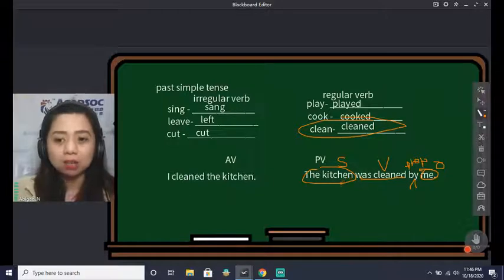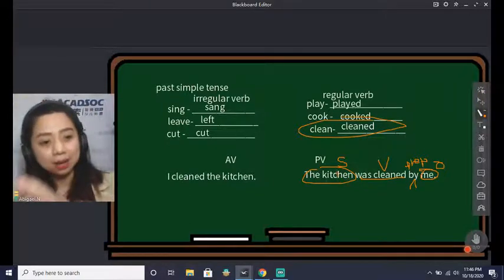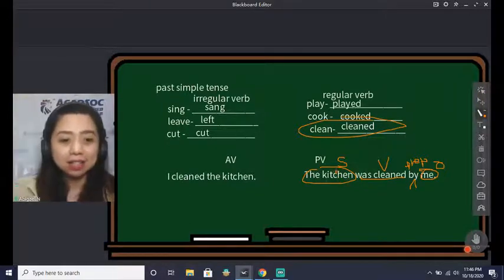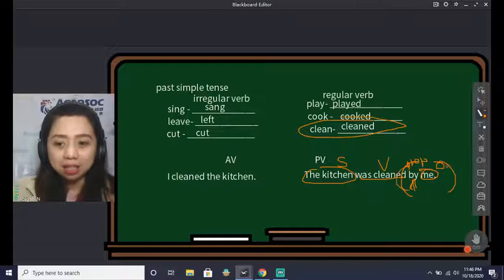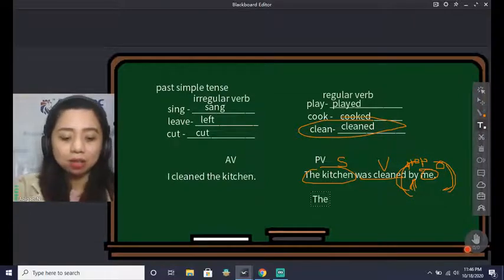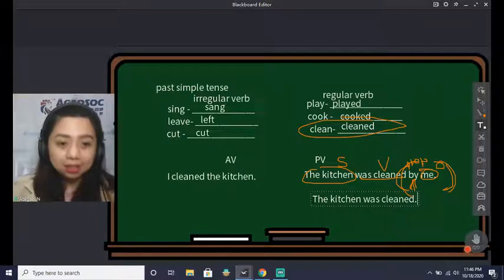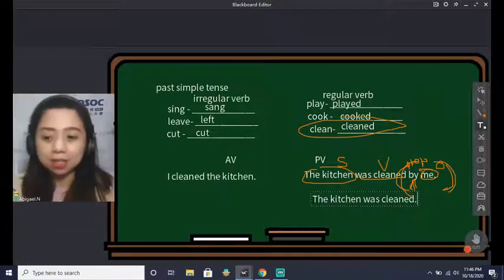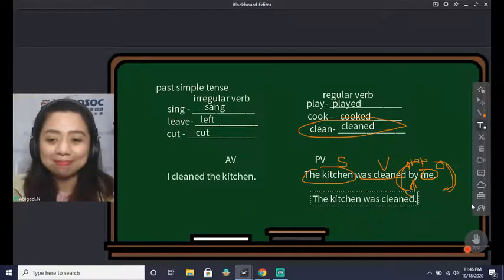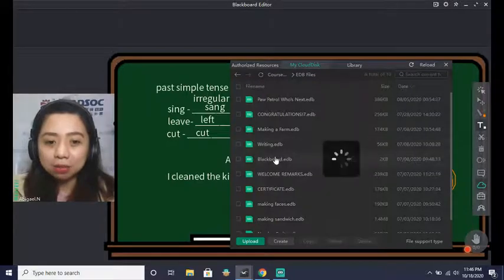we have to add the preposition in order for us to write the object. Because you can't say the kitchen was cleaned me. Okay, that's ungrammatical. You should really add by. But of course, again, this is optional. You can disregard that. You can use it or not. It's okay. The kitchen was cleaned. That's it. That is the passive voice. Can you follow? Okay, let's clear the board.